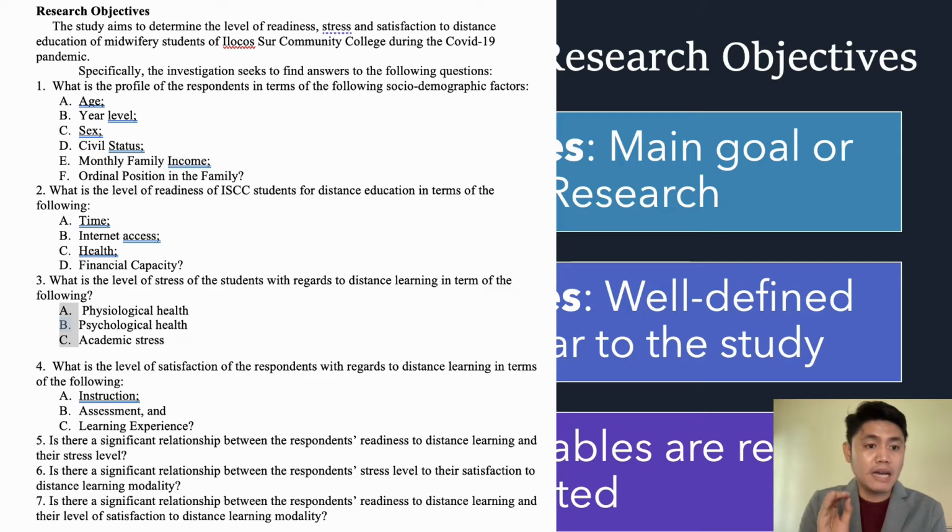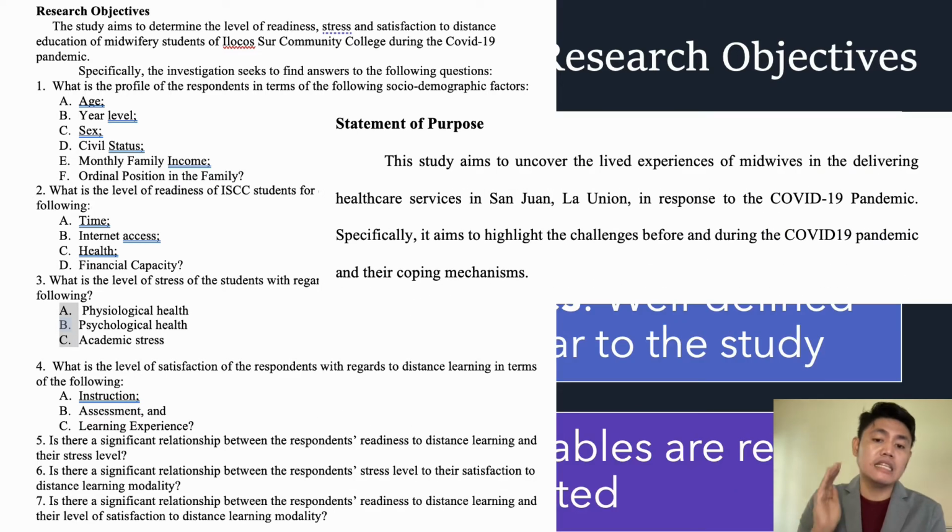But when we look at the questions 1 to 5, those are already the specific objectives, the specific questions that that research study is trying to target. So, let's look. First question, which is the specific objective, is what is the profile of the respondents in terms of the following socio-demographic factors? Number 2, what is the level of readiness of ISCC students for distance education in terms of the following? So, that means you will also be presenting variables and concepts that are used in your study in your paper. So those are your general and specific objectives.